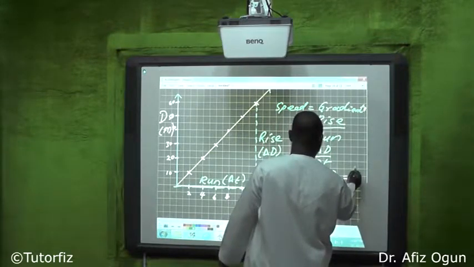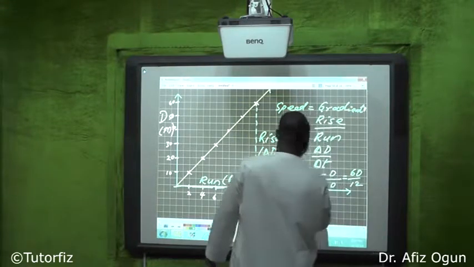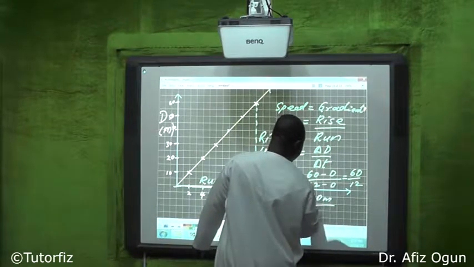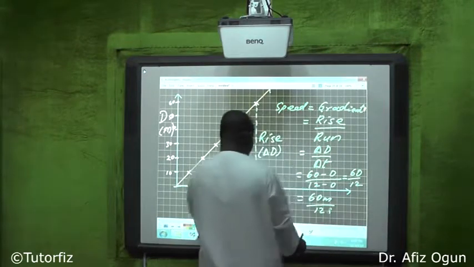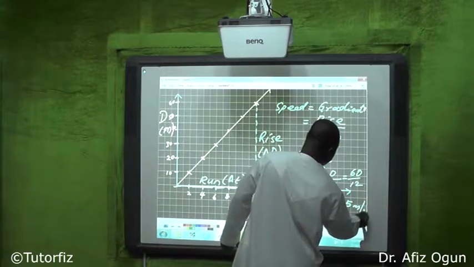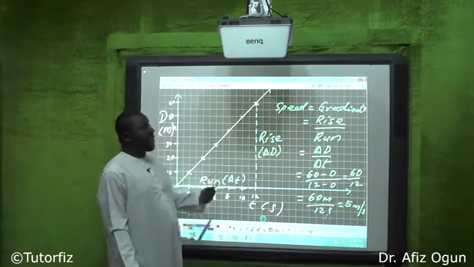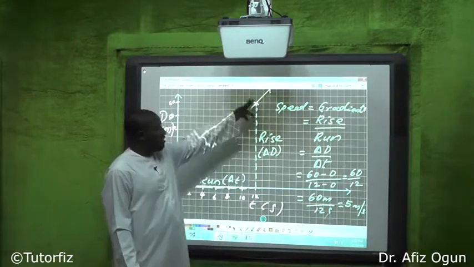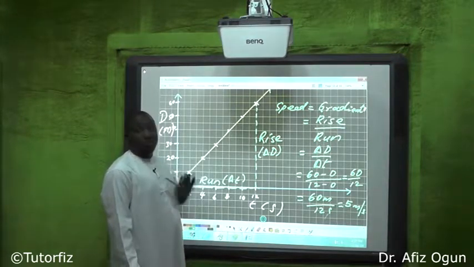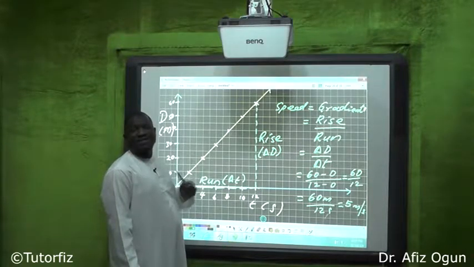This is going to give you 60 divided by 12. That is 60 meters divided by 12 seconds, because 12 is horizontal. So this gives us 5 meters per second. These 5 meters per second represent your speed. You can see this is in meters and this is in seconds. That speed is uniform, which means every second you move 5 meters. So that is your speed.